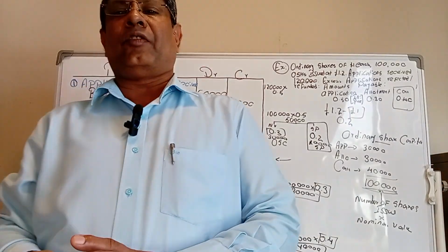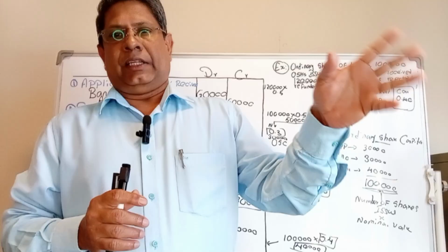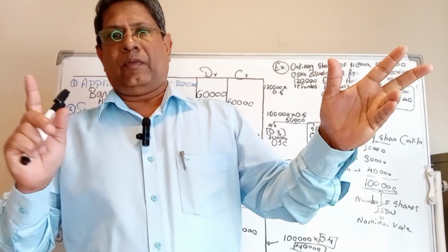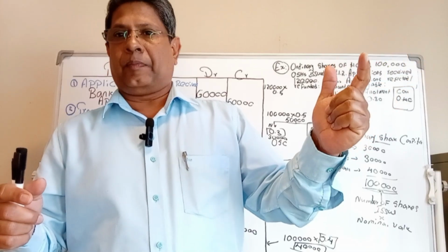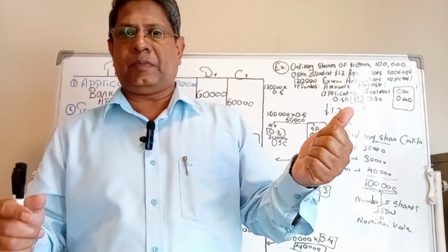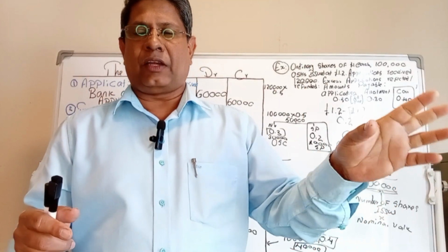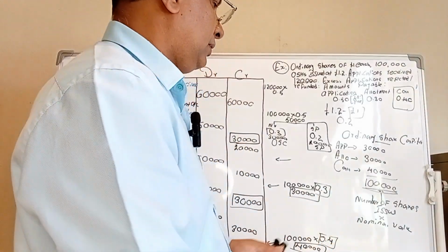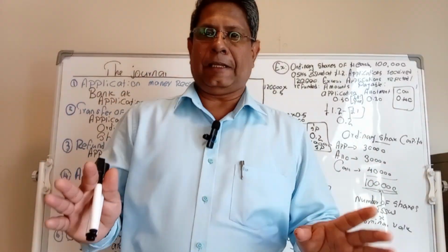Right. Just to sum up what we have done for today. We looked at the accounting entries, the application money, we transferred the application, the nominal value and the share premium, right? We did the excess application refund. We did the allotment. We recorded the allotment money. We recorded the call, and we saw that the nominal value is equal to 100,000 in the ordinary share capital account. Is it clear?